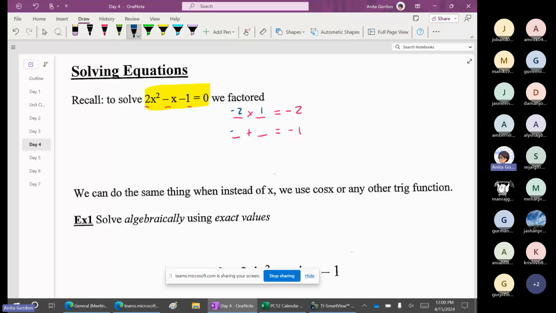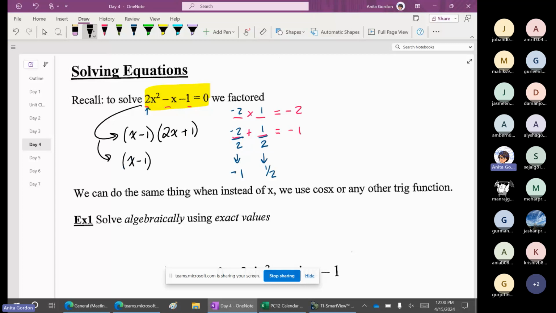-2, +1. Now, before I use these as my factors, I have to check if I have a leading coefficient. I do. The leading coefficient is 2, so that means I have to divide my two answers by 2. This gives me -1, and this gives me 1/2. So this equation can be factored. x minus 1, 2x plus 1. Or you could also factor it this way, x minus 1, x plus 1/2. That's okay too. Either way is fine.